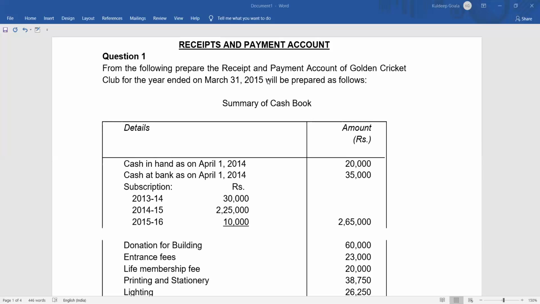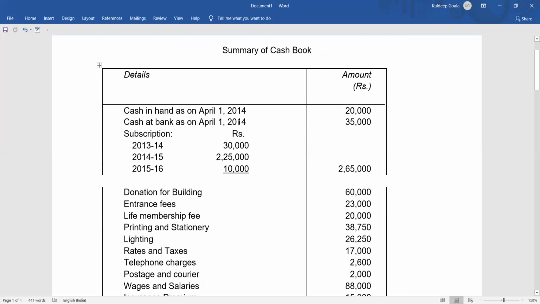Okay, so here the information is given about preparation of receipts and payment account for the year ended 31st of March 2015. So what is given here? We'll first of all just find out what is the item that is going to go in the receipt side, what will be on the payment side. Then we'll start the solution. So a summary of the cash book is given here.